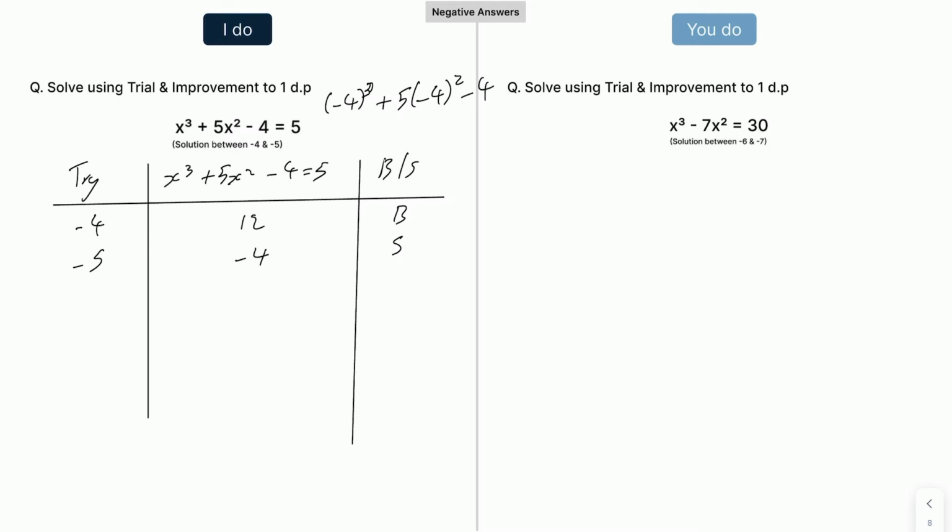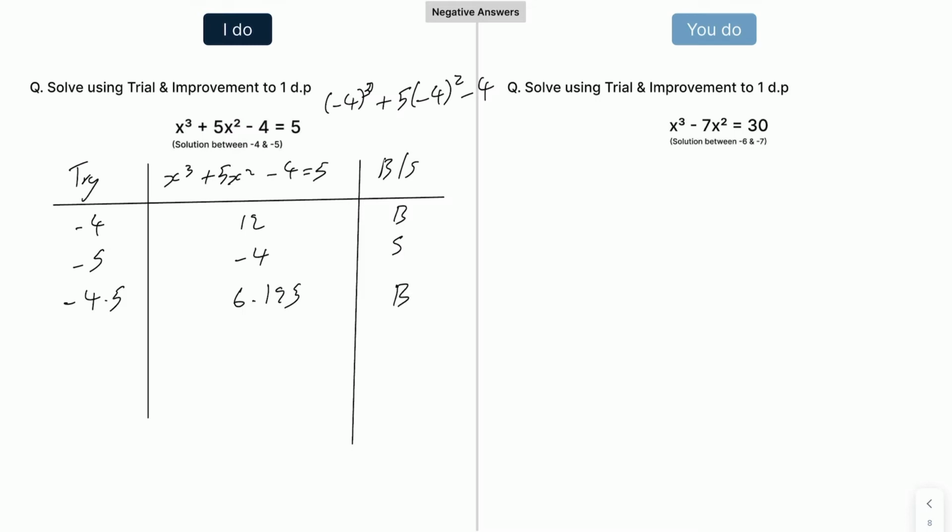So now I know, looking at this, it's a little bit difficult to tell whether the answer is closer to -5 or -4. You can obviously look at it and just figure it out. But if you're ever in doubt, like I said, you can always go right halfway, which is minus 4.5. So that gives me 6.125, which is big. So I need to go smaller.